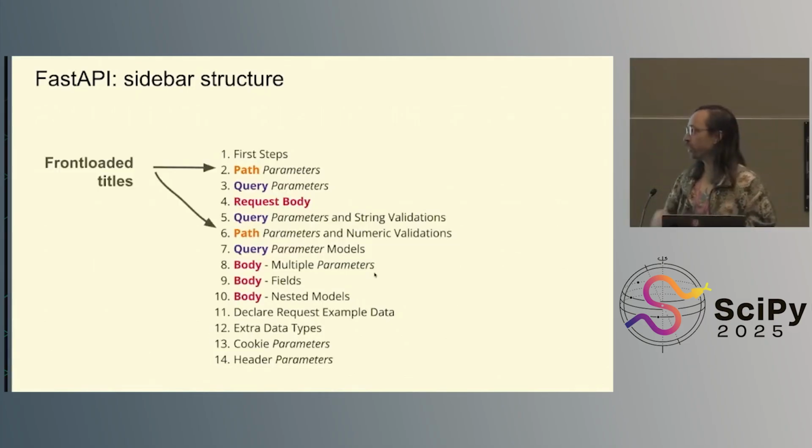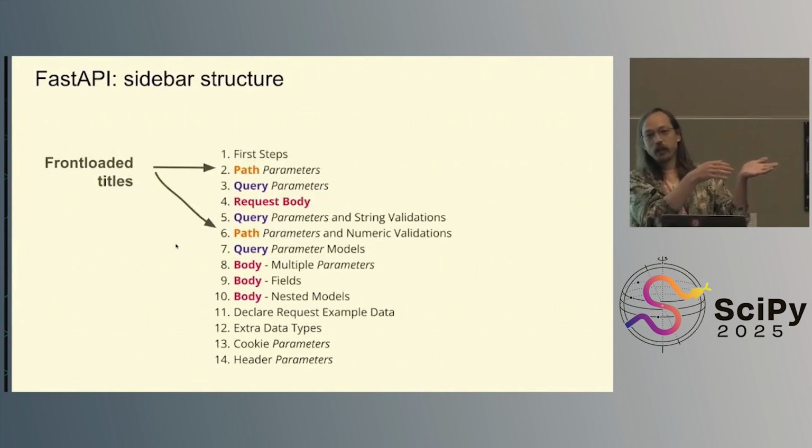And I think the way that they maintain a sense of structure about FastAPI is they front load all the titles. So notice that path starts chapters 2 and 6. Notice query starts 3, 5, and 7. They sort of use this to flag to you, hey, we're alternating through these things, but these are like the 3 big things we care about.